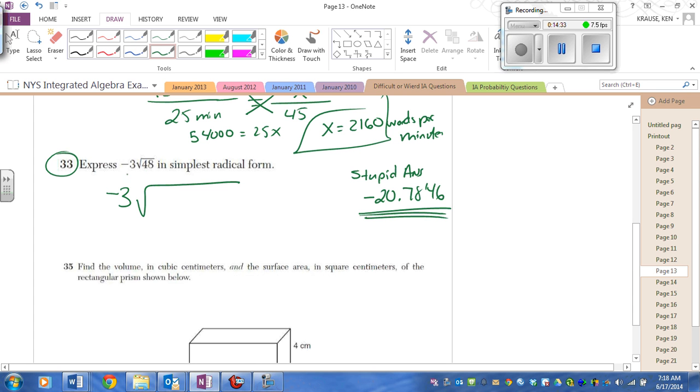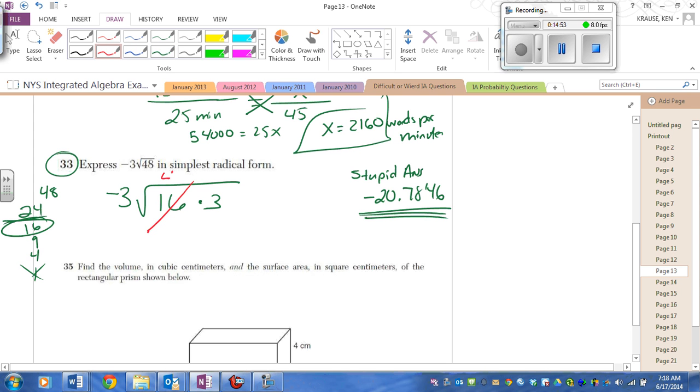So, negative 3. I gotta find the perfect square that goes into 48. So, cut it in half, it's 24. First perfect square under 24 is 16, then 9, then 4, then 1. 1 we don't care about. And if you divide, you'll find out that 16 goes in. So we do 16 times 3. What is the square root of 16?